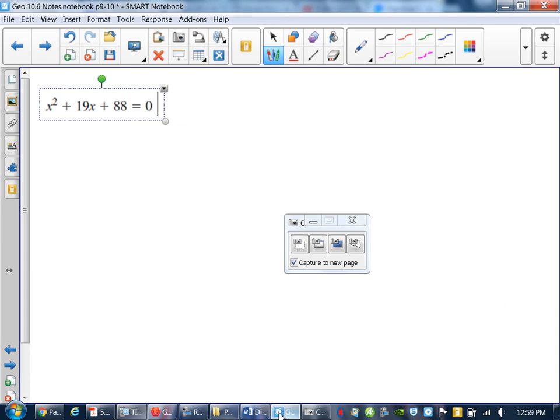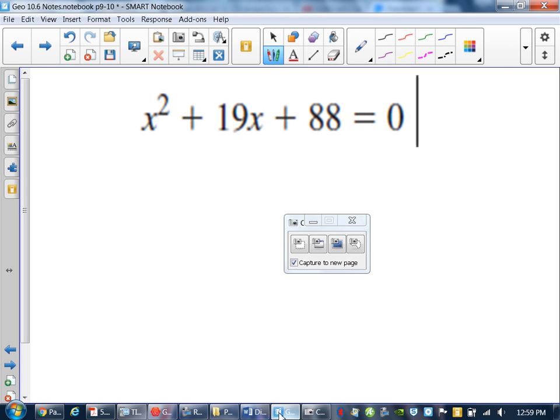Things don't get weird until we have to worry about really the first term. So if I have x squared, 19x, and an 88, where everything's positive, so it's x squared plus 19x plus 88. Since all three parts are positive, what do I know about my two terms? What do they both have to be? Positive. They both have to be positive because I'm looking at what two numbers multiply to 88 positively that add to a positive 19.